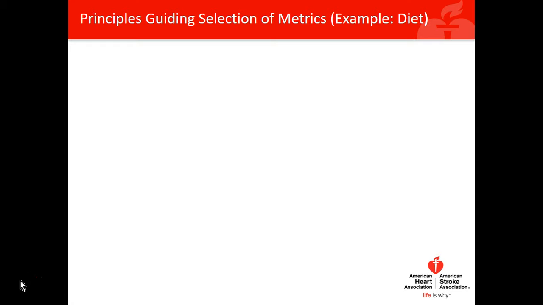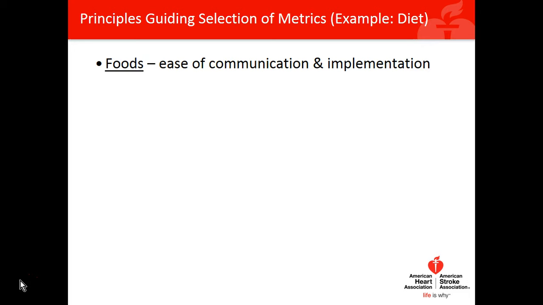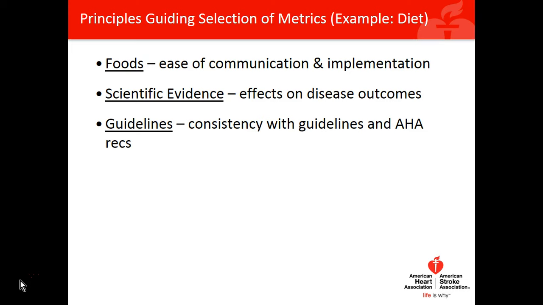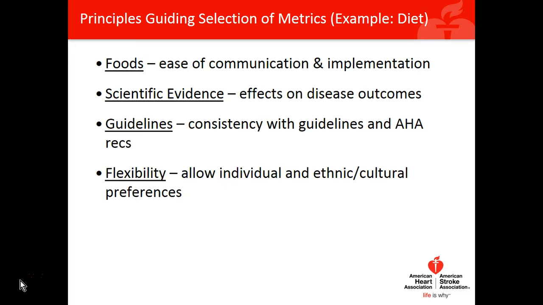So for example, for diet, they were interested in looking at foods for ease of communication and implementation, also using strong scientific evidence, particularly the influence of these foods on disease outcomes or the established relationships between them. They wanted to be consistent with guidelines, whether national guidelines, professional guidelines, and current AHA recommendations. Flexibility was also important because they wanted to allow individual variation with regard to the types of diet individuals have, and the evidence that may be different between different cultural and ethnic preferences.